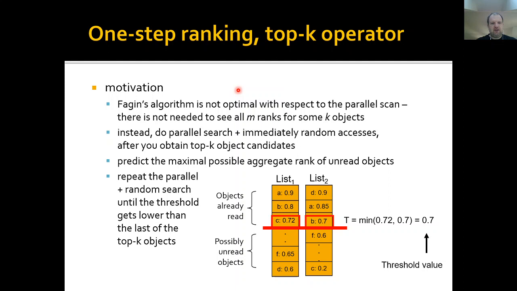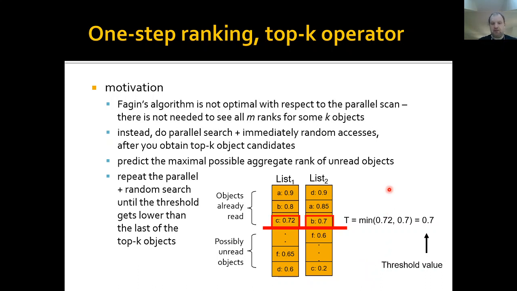So the threshold algorithm uses a different strategy. Instead of splitting the algorithm into 2 serial steps, it does the 2 steps in parallel. So it does the parallel search and immediately random access to determine the missing ranks. And now we also need to redefine the stopping condition that was different in Fagin's algorithm. In this algorithm, it will be a threshold. That's why the algorithm has this name.